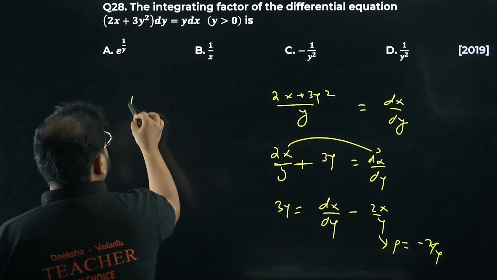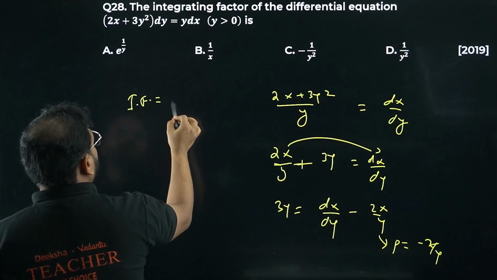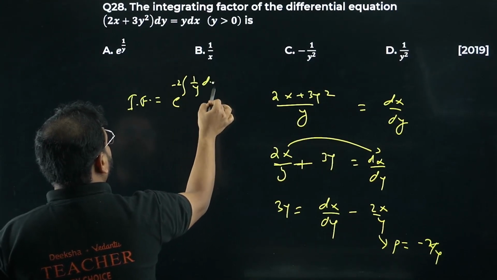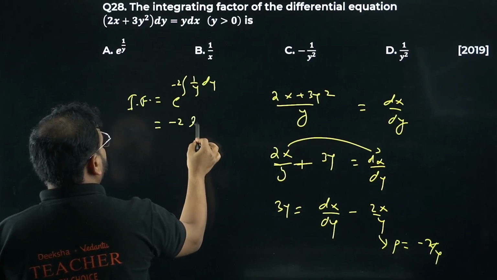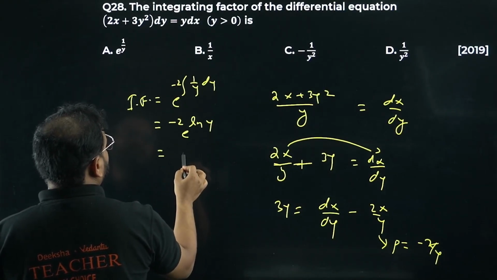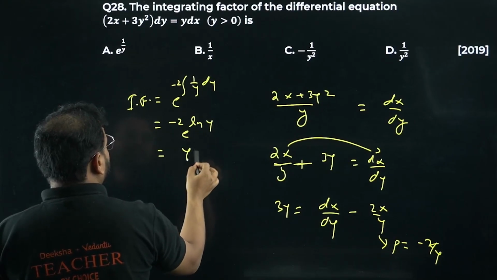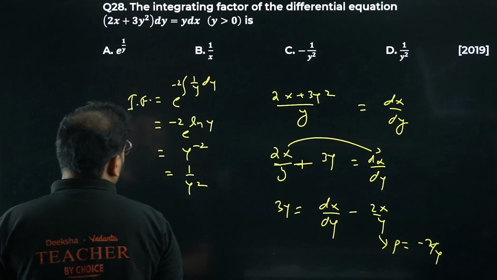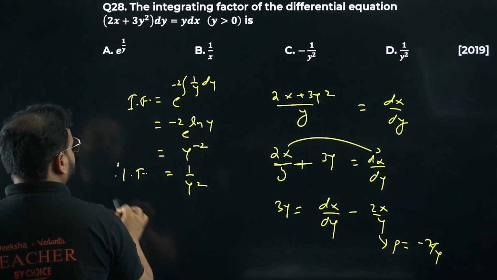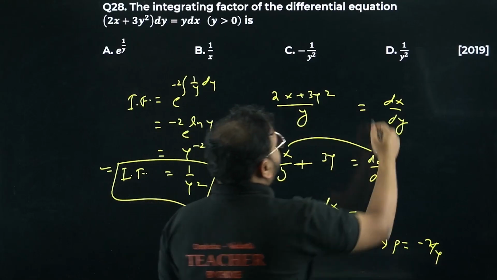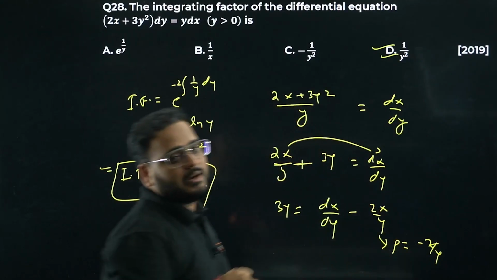So my integrating factor will become e power minus 2 integral of 1 by y dy. What I get? Minus 2 ln y, e power ln y. e and ln will cancel the effect. We have y power minus 2. So 1 by y square is the value of my integrating factor. Have a look, 28 is done. Option D is right. Option D is correct.